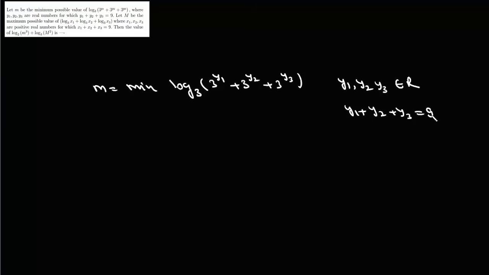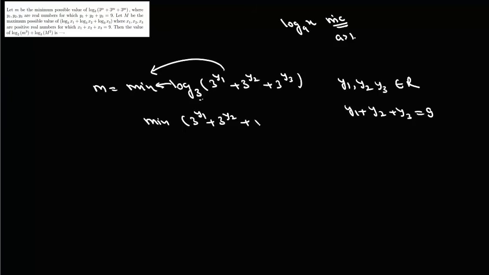Now we know that log a base x will be an increasing function if a is greater than 1. So in this case, this a is greater than 1. So it will have its minimum value when the value of the expression inside the log is also minimum. So we are looking at the minimum value of 3 to the power y1 plus 3 to the power y2 plus 3 to the power y3.